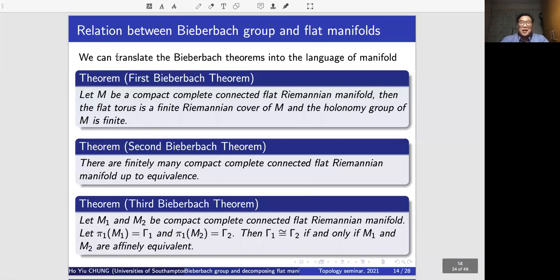All right, then it's just a quick slide on how you translate the language of the algebraic version of the Bieberbach group to the geometric version of Bieberbach groups. So for the first one, you remember, you can write down the crystallographic group in a short exact sequence. It's basically meaning when you have a flat Riemannian manifold, then the flat torus is a finite Riemannian cover of that manifold. And for the second one, on the algebraic side, we say there's only finitely many isomorphism classes of crystallographic groups. And for the geometric side, it's basically that you have finitely many flat manifolds up to equivalence. And for the third one, it says that two manifolds have isomorphic fundamental groups if and only if they are affinely equivalent. It's basically just translating the algebraic version into a geometric version.